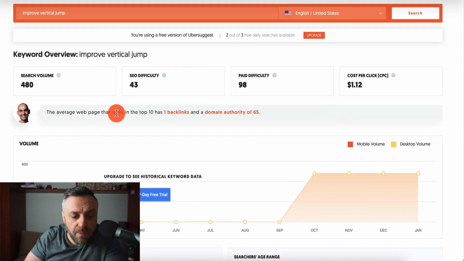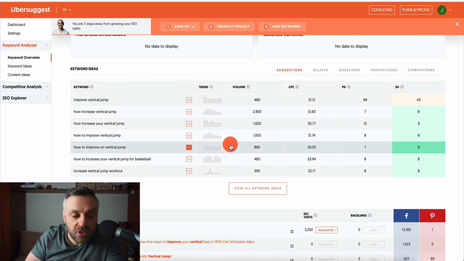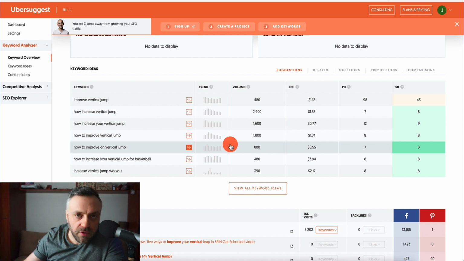And so the average web page that ranks in the top 10 has one backlink and a domain authority of 65, okay? And so this is why it's a good idea to start with a niche. I recommend starting with a niche because it's going to be easier to rank a niche type offer, a niche type site, over more of a general site.